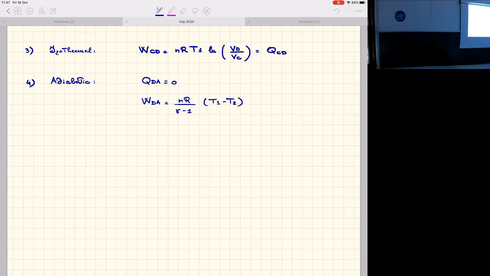Therefore, let's now put things together. Total work. 0? Are you sure? No. Yeah, that would be very disappointing. The adiabatic part is 0. You know, the engine, the engine in which you just spend money, but you do nothing.